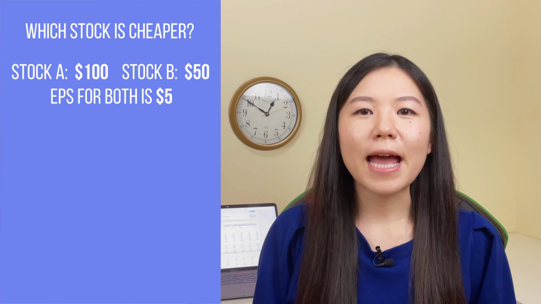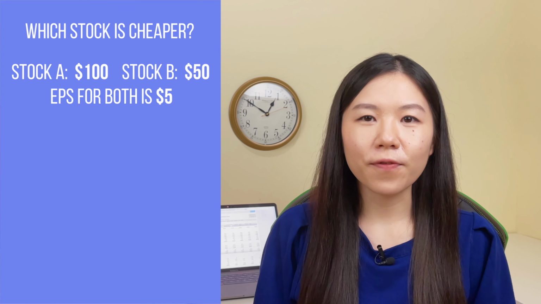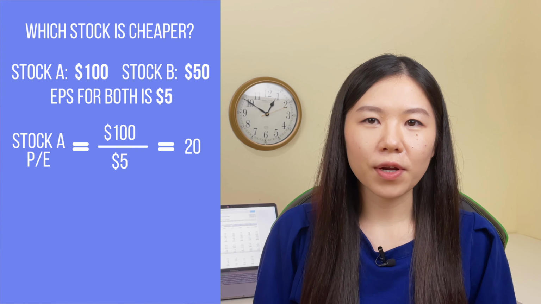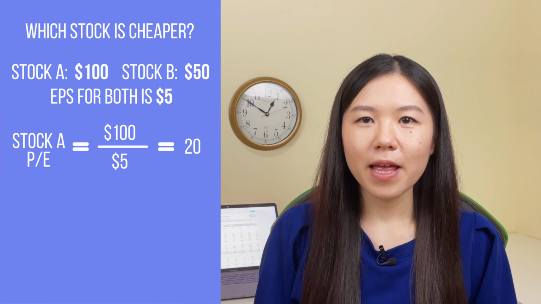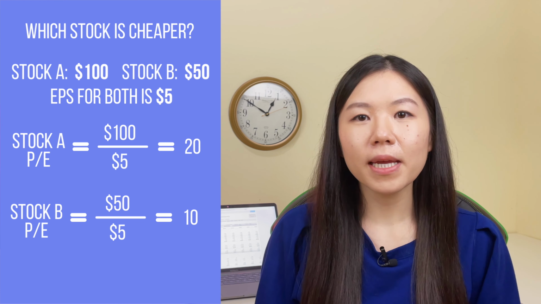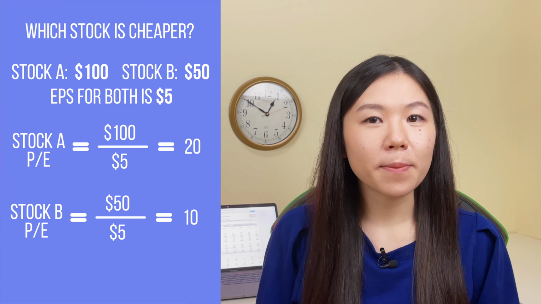Now let's do a comparison. If you have 2 stocks, stock A is trading at $100 and stock B is trading at $50, which one is a better value? The answer is you can't tell just by looking at the stock price. It doesn't mean stock B is cheaper than stock A just because it is trading at a lower price. Now, if both have an earnings per share of $5, then the price to earnings ratio of stock A is 20 and the price to earnings ratio of stock B is 10. Now, which one is a better value?